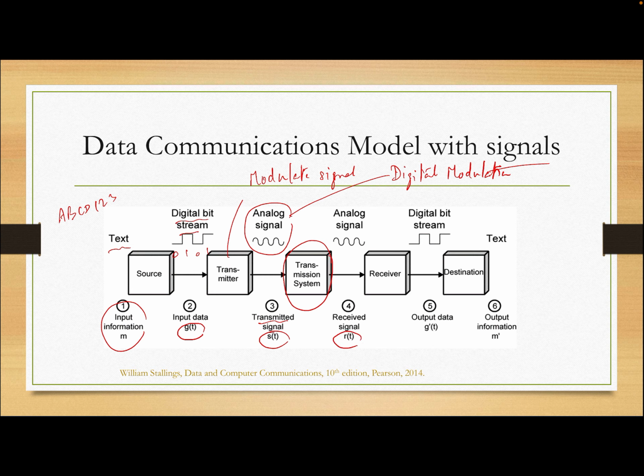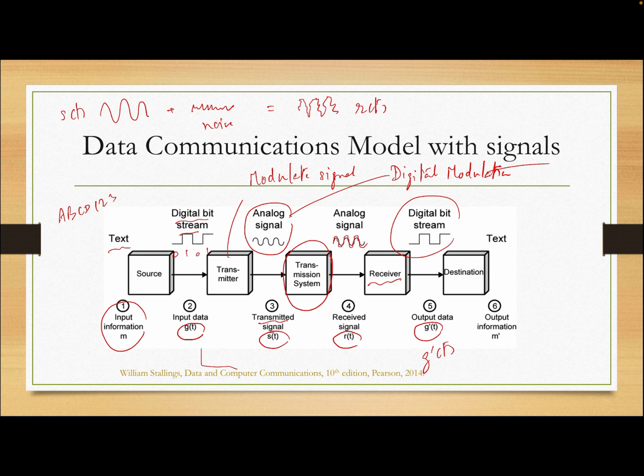The signal usually has noise added to it. So suppose you have s(t) looking like this. You add noise, and you will get something that looks like this. So this is r(t). Then the receiver has to make a decision on what r(t) means in terms of a digital bit stream. So this one looks like this, and it makes a decision and gets the digital bit stream like this. The destination receives this g'(t).